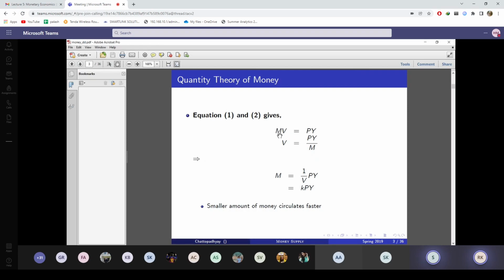So M into V is 150. Real GDP is 100, that is Y. Then what is my P? 1.5. यहाँ पे देखो, ये जो लेफ्ट हैंड साइड है, if more amount of money is demanded than money supply, then the price rises.